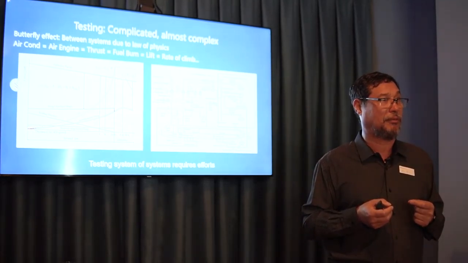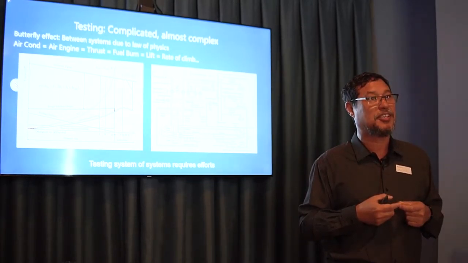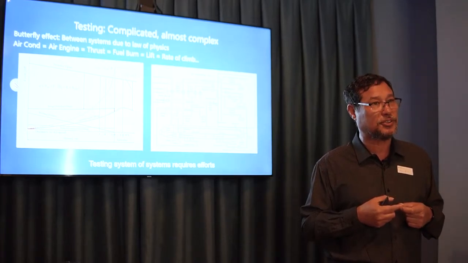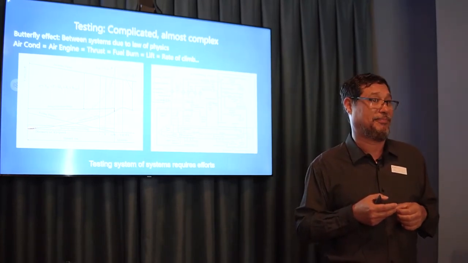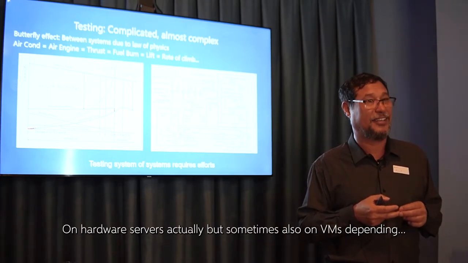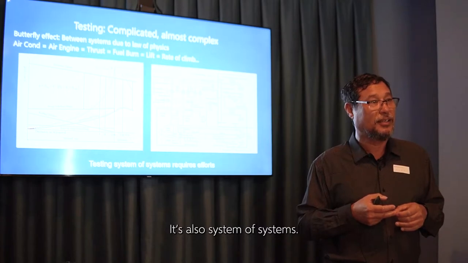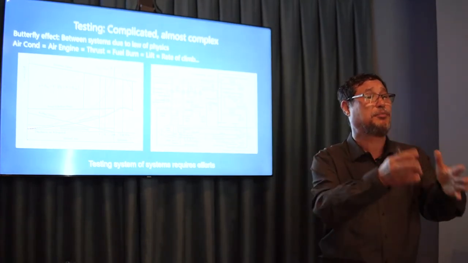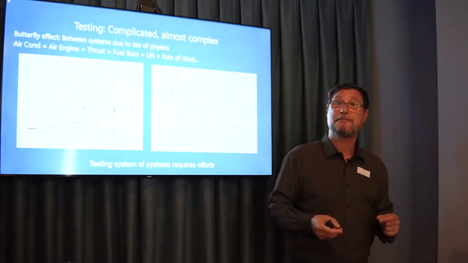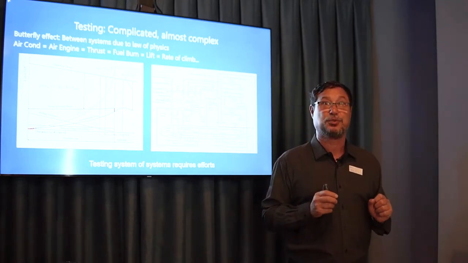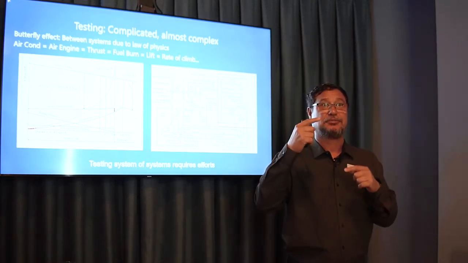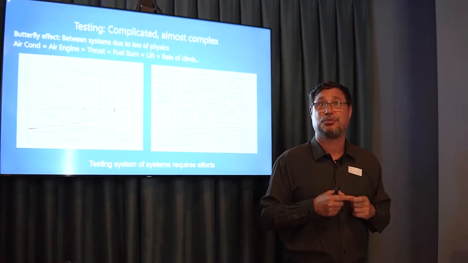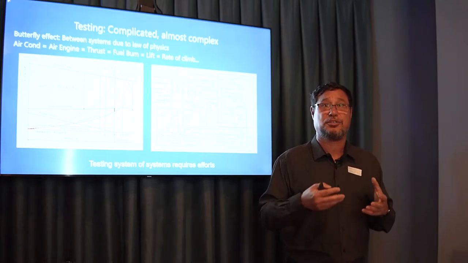Who's working multi-threaded? Multi-threaded, okay. CPU affinity, concurrent resources between threads. Okay, so you're testing this maybe on your computer or maybe on a VM. Hardware servers, actually, but sometimes also on VMs, depending. But yes, it's also a system of systems, of course. So we're using VMs, for example, in our case, and I'm not really finger pointing at you, but we're using a VM which is supposed to represent a real computer. How can you guarantee that all the real-time events in that VM are going to occur at the desired time, so your application will always perform well?